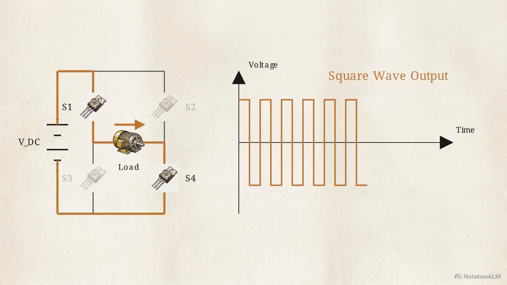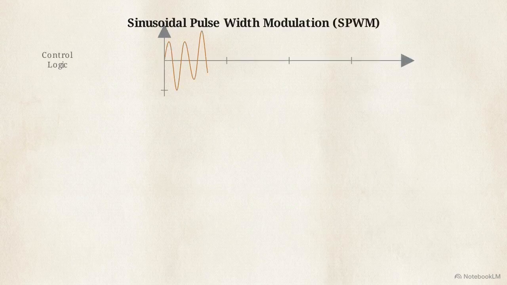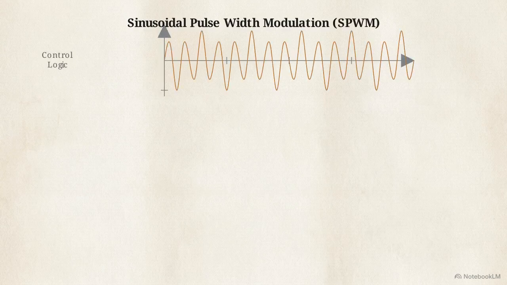This produces a crude alternating square wave, but square waves are saturated with low-order harmonics. Feeding that signal into sensitive AC machinery will cause overheating and physical damage. To solve this, we use sinusoidal pulse width modulation, or SPWM. This plot shows the control strategy.